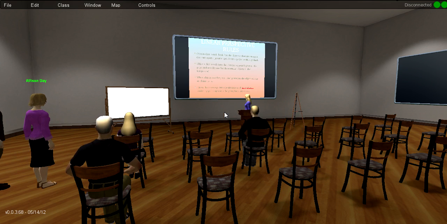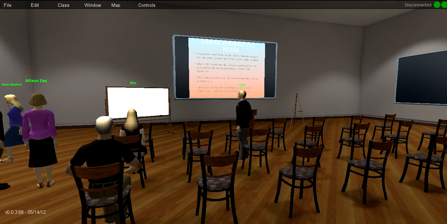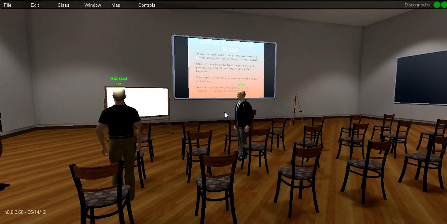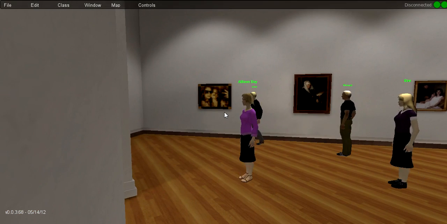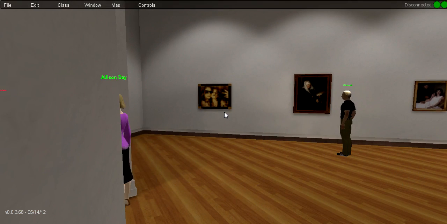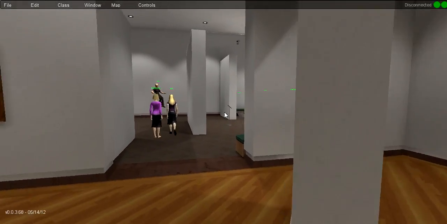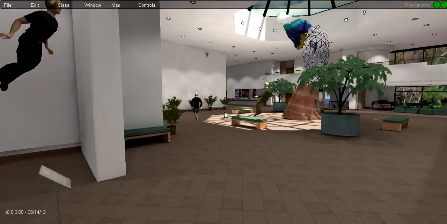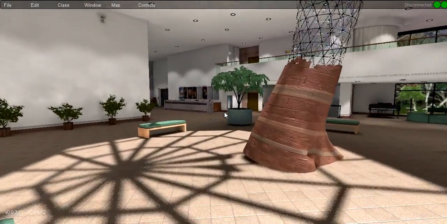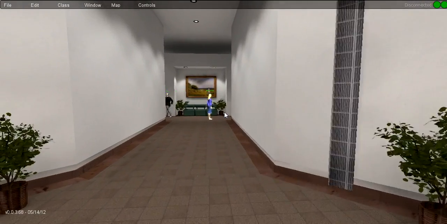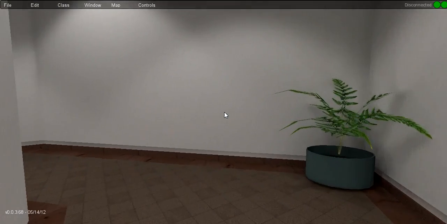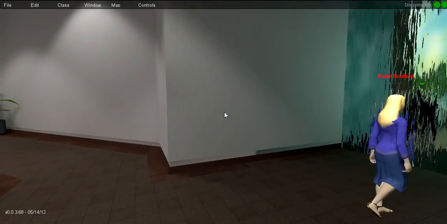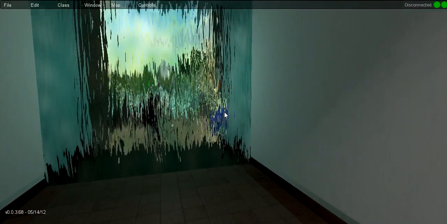Let's go ahead now and walk outside and we'll talk about atmospheric perspective. Be sure to take a look at some of these beautiful pieces of art on the walls as we pass by. We'll go through the waterfall and we'll meet you on the other side.